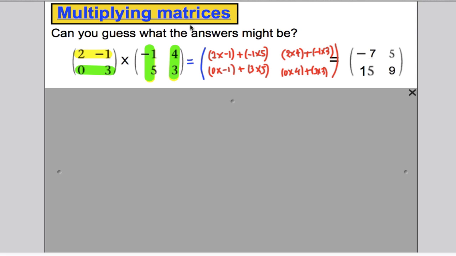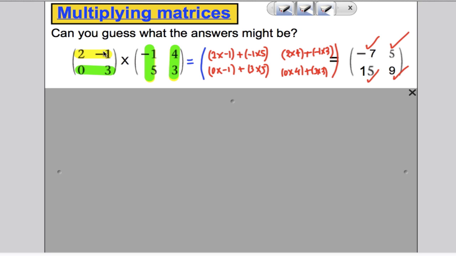Now if I actually go ahead and work that out, 2 times negative 1 is negative 2, and then add negative 5, I get negative 7. 2 times 4 is 8, negative 1 times 3 is negative 3, 8 and negative 3 is 5. 0 times negative 1 is 0, 3 times 5 is 15, 0 times 4 is 0, 3 times 3 is 9.